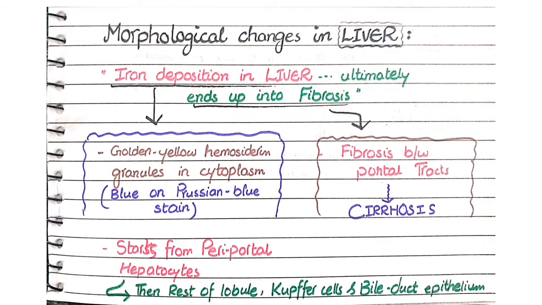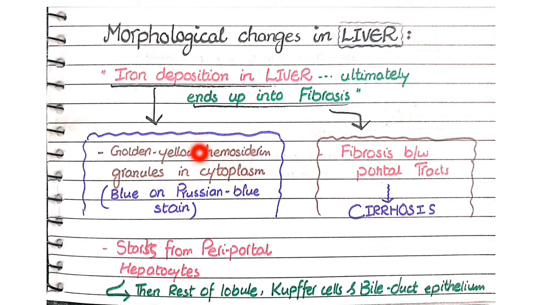The story is that in hemochromatosis there is deposition of iron in the liver, and this iron damages the hepatocytes, and the end result of all this is fibrosis. The first keyword is iron deposition in the liver, which is characterized by golden yellow hemosiderin granules in the cytoplasm. You know that iron is stored in tissues in the form of a pigment called hemosiderin. So in hemochromatosis also, these golden yellow hemosiderin granules will be visible in the cytoplasm.